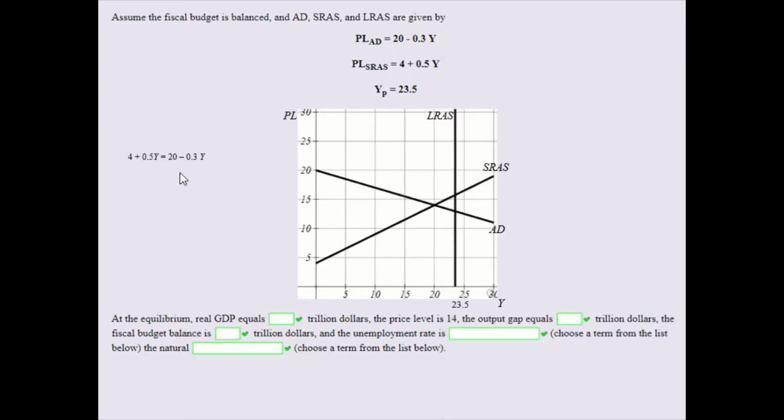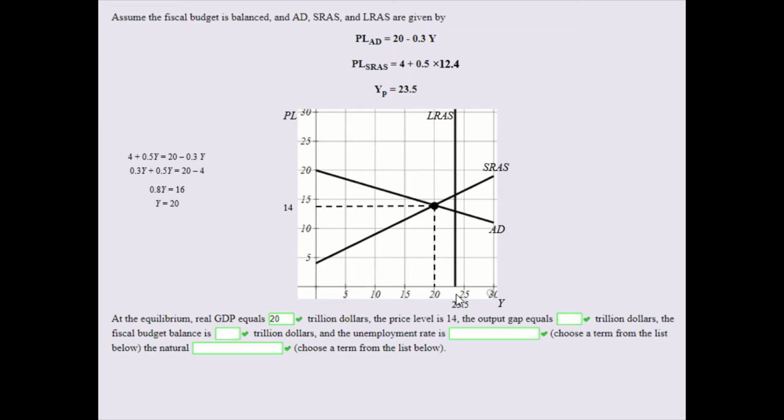I can also use algebra. This is the supply curve. This is the demand curve. Solve for y and I get 20. If I plug 20 into here, 20 times 0.5 is 10. 10 plus 4 is 14. If I plug 20 into here, 20 times 0.3 is 6. 6 subtracted from 20 is 14. So the equilibrium price level is 14, and I give it to you there.